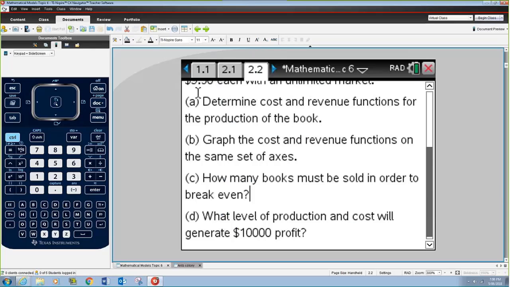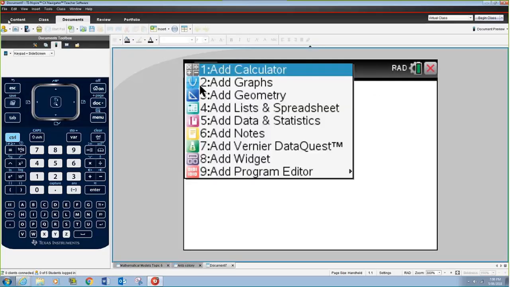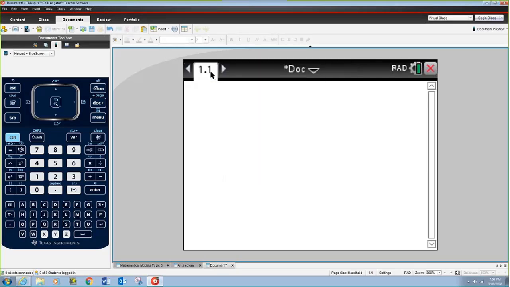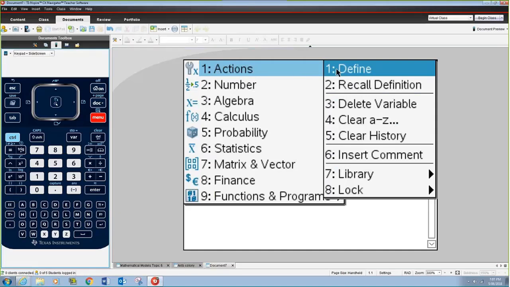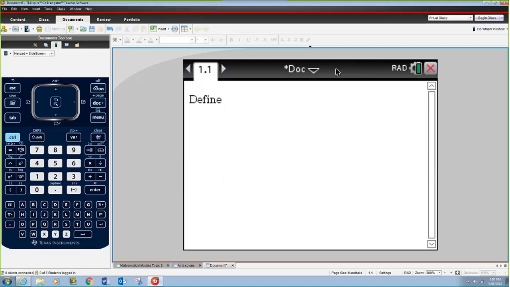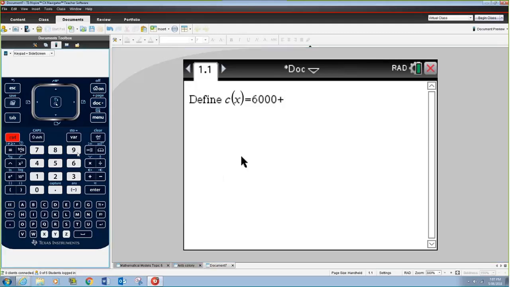So I will start on a new document and I will add a calculator. I always teach my students to use as much as possible a define function, which is Menu 1, Actions, Define. So let's define those two functions. Our cost C(x) is equal to the constant component, which was 6,000, plus we had, it was given, 3.50 per 1,000 books.